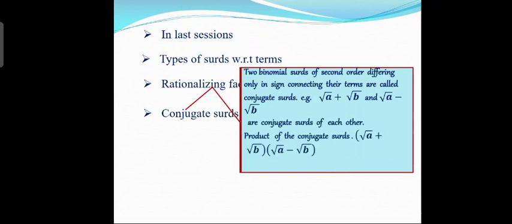Product of the conjugate surds, look at here: square root of a plus square root of b times square root of a minus square root of b, using difference of squares. This is square root of a squared minus square root of b squared, result a minus b, and a minus b is a rational number. So two binomial surds of second order differing only in sign have a product that is a rational number. So these two binomial surds are conjugates of each other. And don't forget that we also use the conjugate as the rationalizing factor.